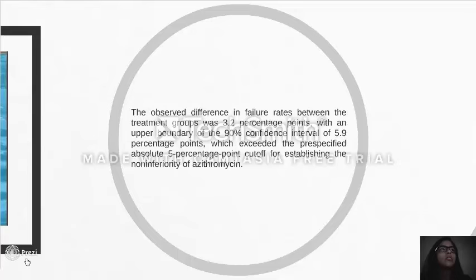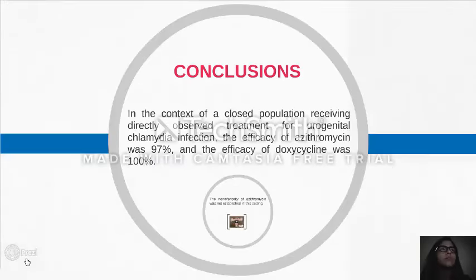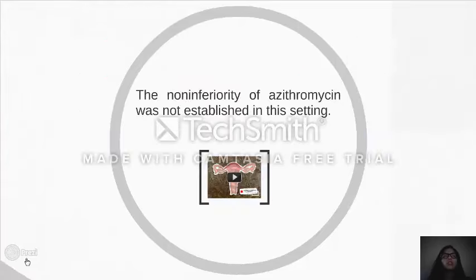Conclusions. In the context of a closed population receiving directly observed treatment for urogenital chlamydia infection, the efficacy of azithromycin was 97%, and the efficacy of doxycycline was 100%. The non-inferiority of azithromycin was not established in this setting.